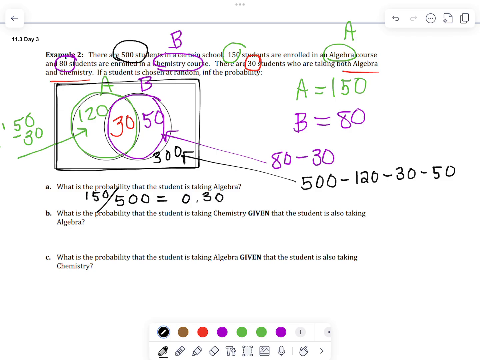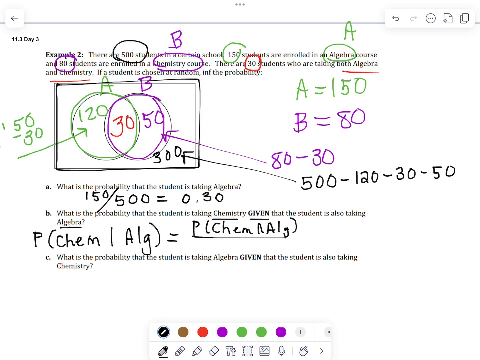What is the probability that you select a student and they are taking chemistry given that the student is also in algebra? So this is a conditional probability. So the probability of chemistry given that they also took algebra. So we're going to set up our conditional probability. So we have our formula. We take the probability of chem and algebra in the numerator divided by the probability of algebra.